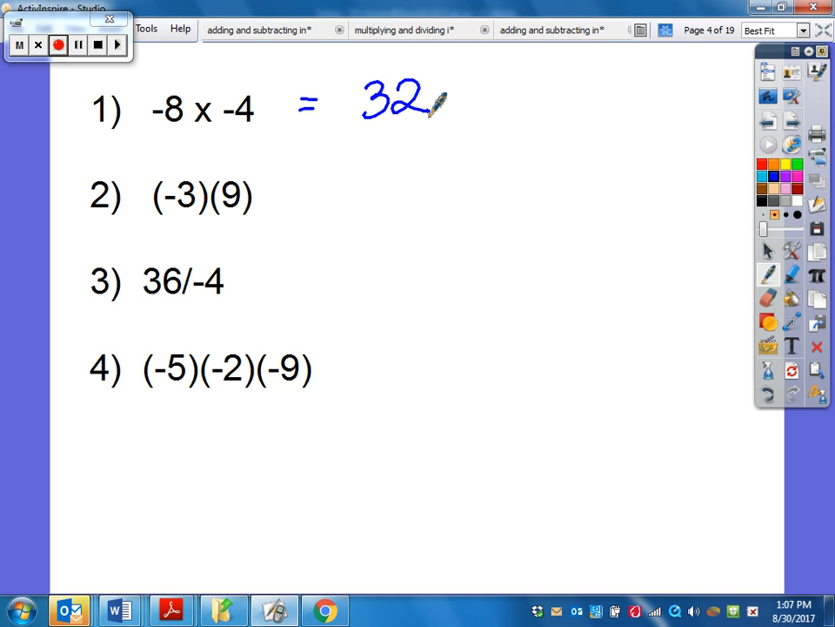Now, multiplication can also be written with parentheses, just like number 2. That really means -3 times 9. -3 times 9 is a -27.